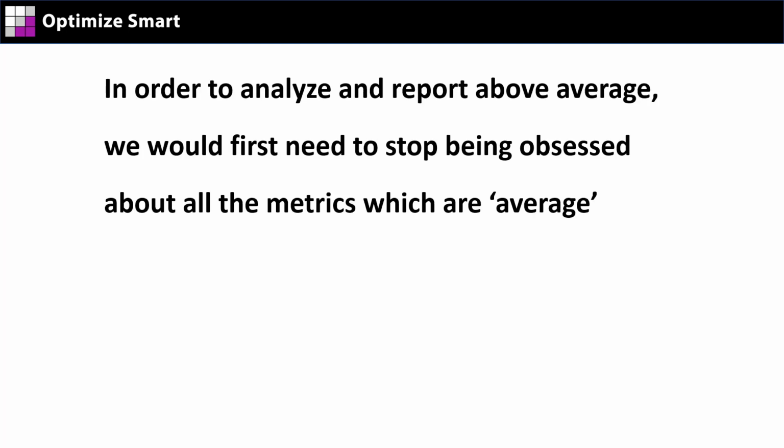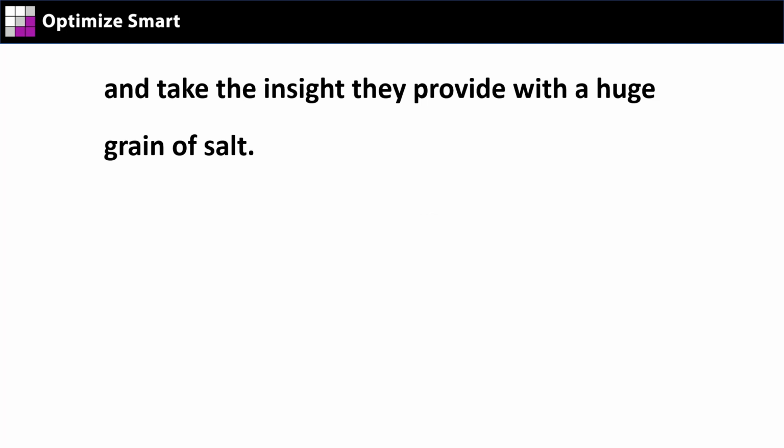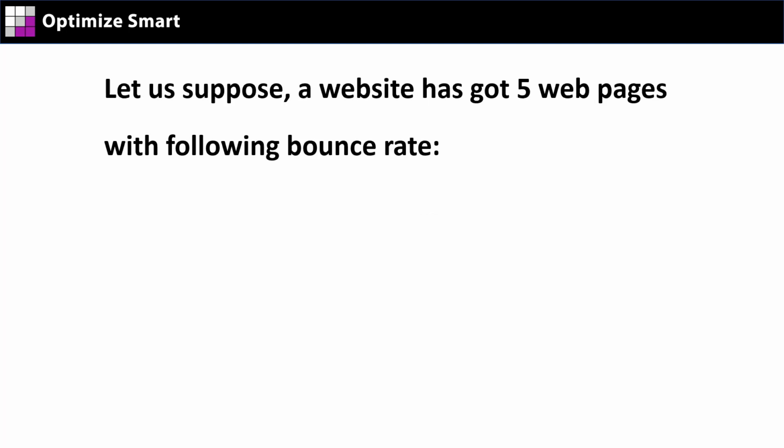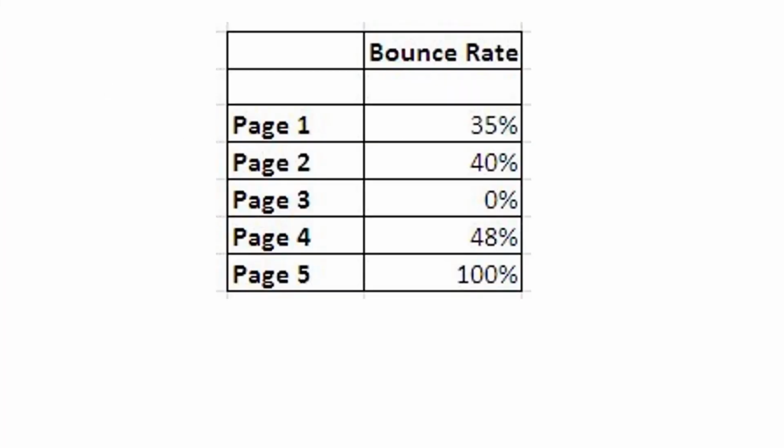In order to analyze and report above average, we would first need to stop being obsessed about all the metrics which are average and take the insight they provide with a huge grain of salt. Let us suppose our website has got 5 web pages with the following bounce rate. Page 1 bounce rate 35%, page 2 bounce rate 40%, page 3 bounce rate 0%, page 4 bounce rate 48%, page 5 bounce rate 100%.